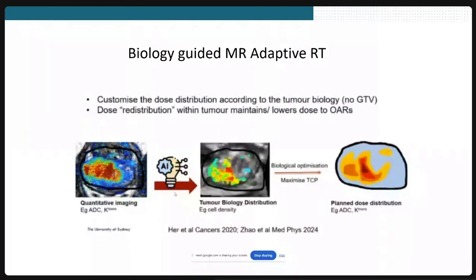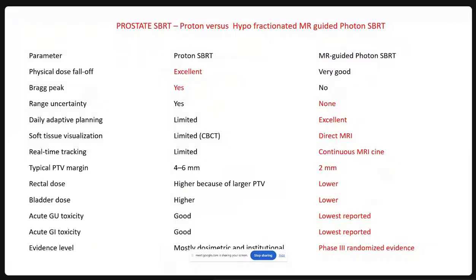Not only that, some people always ask me how good it is compared with protons. Of course, there is no doubt on that. The physics of proton is extremely good. The Bragg peak is extraordinary, but the problem is that the proton has its own uncertainty. So there is an uncertainty, whereas we don't have that. And if you look at daily adaptation, there is no adaptation for proton. We have the adaptation.